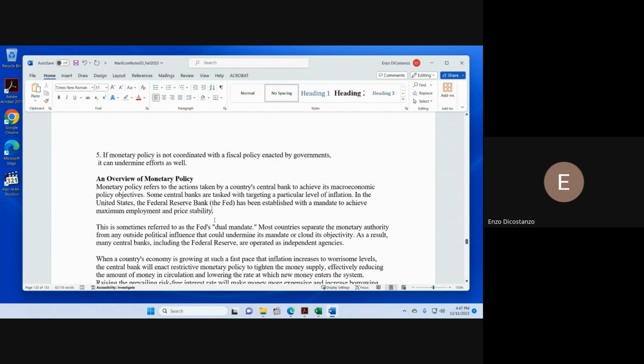So this is what it's here for. Underlining that, we want stable prices, employment, and maximum. This is the dual mandate of the U.S. central bank. And most countries separate the monetary authority from any outside political influence.